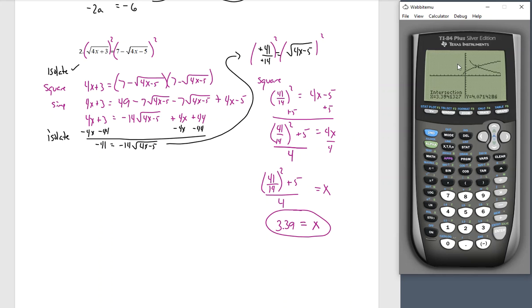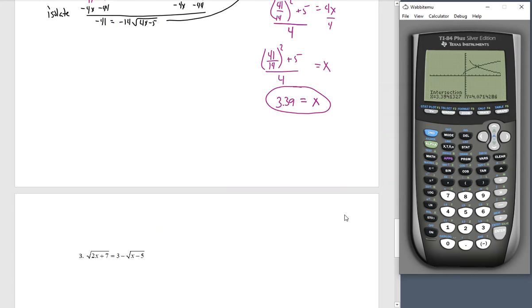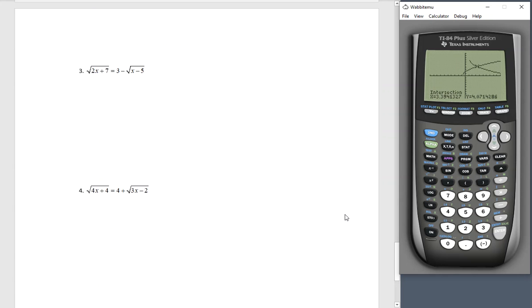3.394, whatever we had before, that's exactly what the answer is. So we're doing well. You're doing fantastic. I'm just going to do some more examples. They're the exact same thing, exact same idea. So we have isolated, which means we need to square. So I will square the left side.